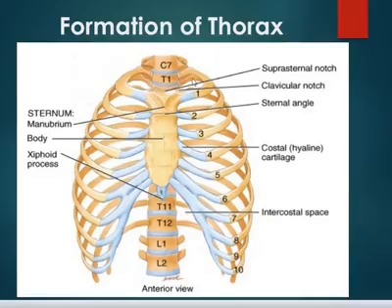Each rib articulates posteriorly with vertebrae and anteriorly with sternum. 11th, 12th rib have free anterior end. They do not articulate anteriorly with sternum.